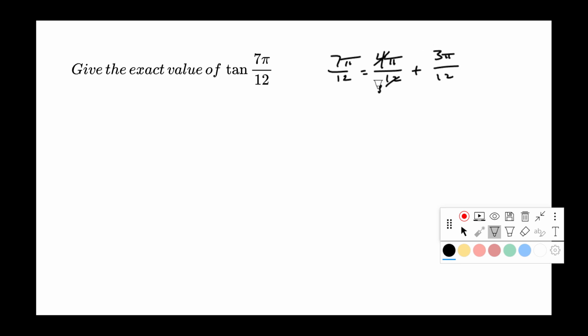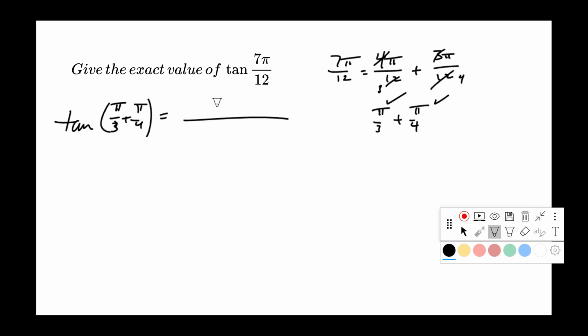4 goes into 12 3 times. That's pi over 3. And then that's on the unit circle. 3 into 12, 4. Pi over 4, also on the unit circle. So we're going to do it. Tangent of pi over 3 plus pi over 4. For tangent, the numerator is added or subtracted depending on what this sign is. So we keep the sign. So it's tan u plus tan v. The denominator is 1 minus, it's the opposite sign of what's up top, and then I multiply tan u times tan v.